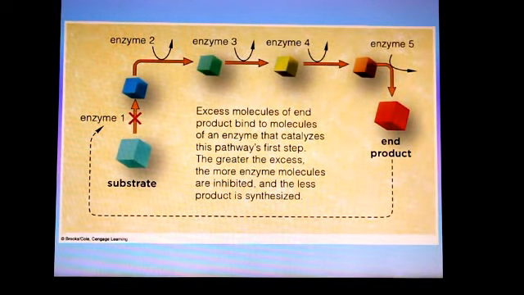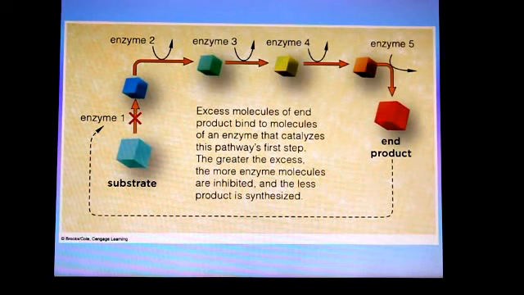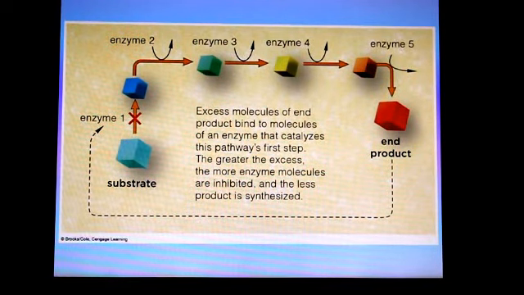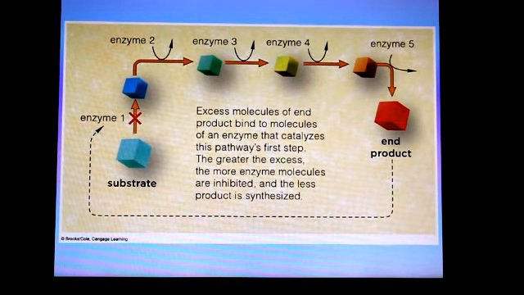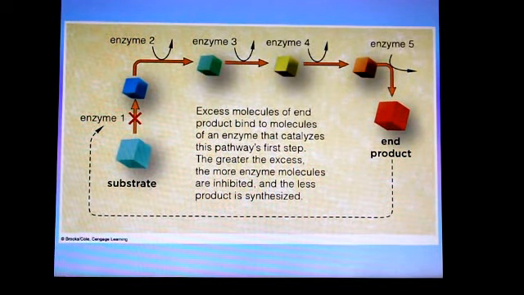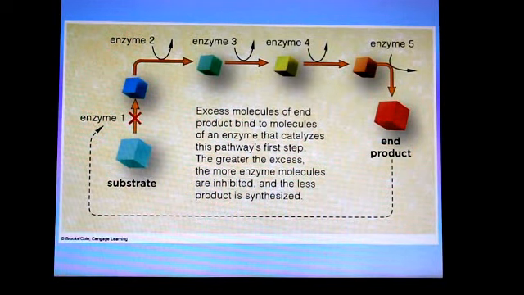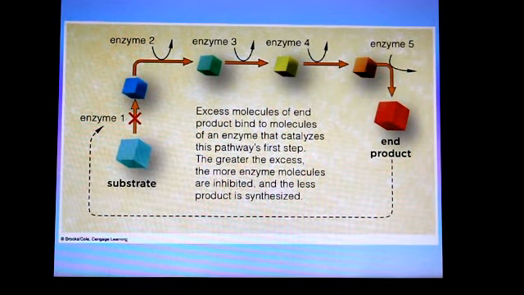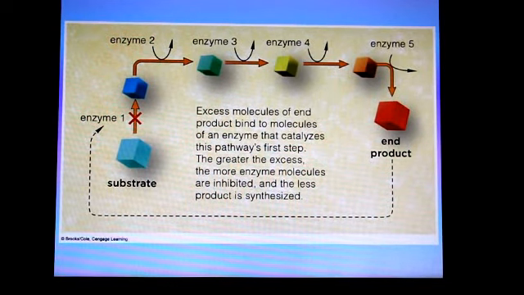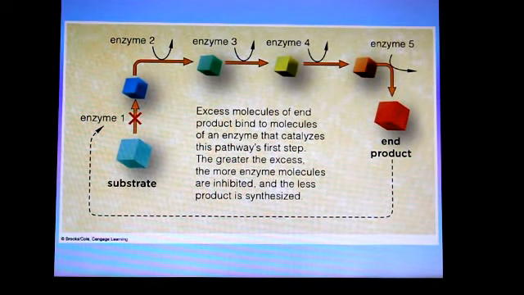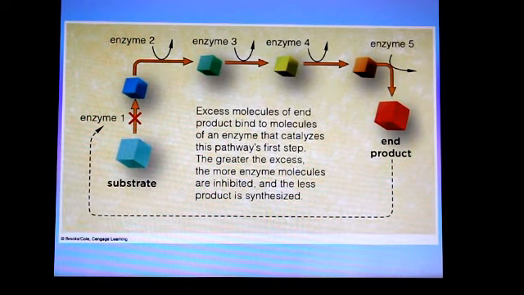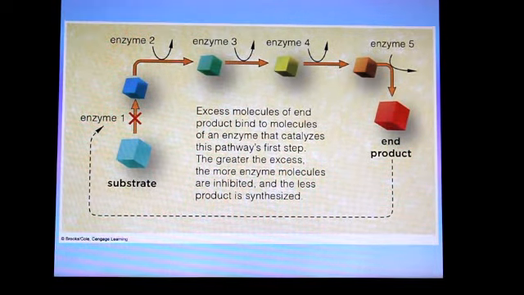Here's an example. The substrate is the kind of teal box thing here, and you can see there's a series of 5 enzymes that do 5 different reactions to make the box change color until it's a red box. The red box is the end product. When you get enough end product, this end product actually goes over and inactivates the first enzyme. It works as an allosteric inhibitor. That way, once you have enough product, the enzyme automatically shuts off.